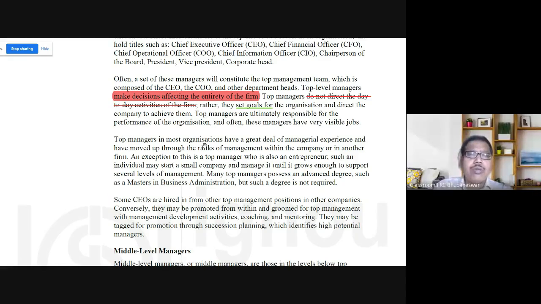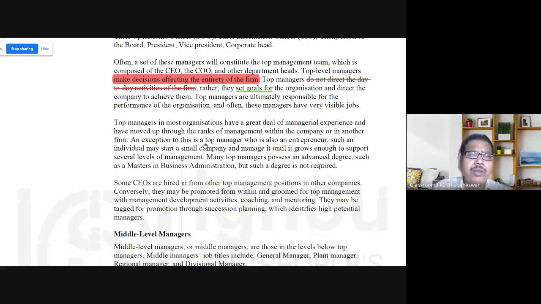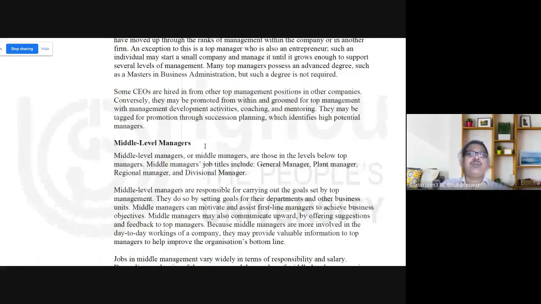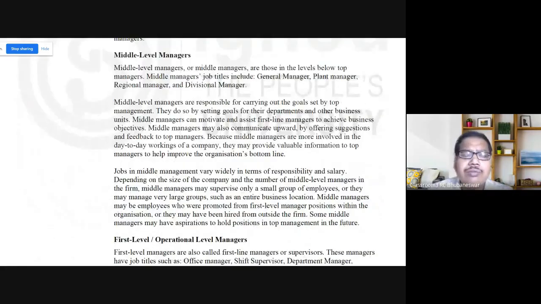Now coming to the middle level managers, I can say the middle level managers are those in the levels below the top. Who are they? They are the middle managers. We can say general manager, plant manager, regional manager, divisional manager, and so on. These middle level managers are responsible for carrying out the goals set by the top level management.